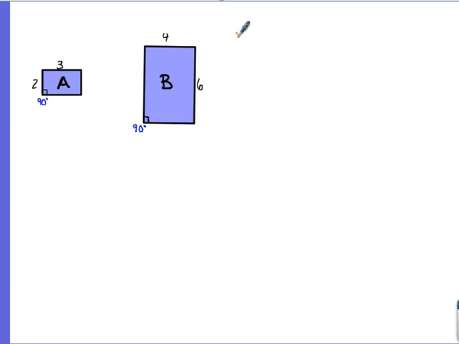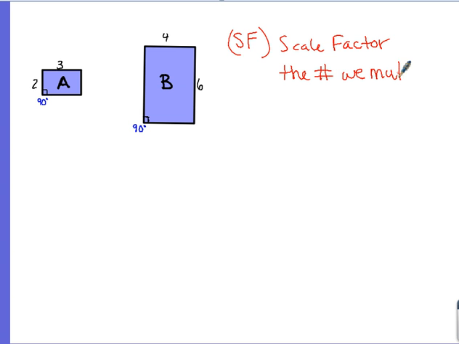Now, scale factor, I will be using just SF instead of writing out the word scale factor. It's called a scale factor because scaling is when you make something bigger or smaller, or equally bigger or smaller, and factor is what we call a number in a multiplication problem. And so scale factor is the number that we multiply by all sides in order to enlarge or reduce a figure.